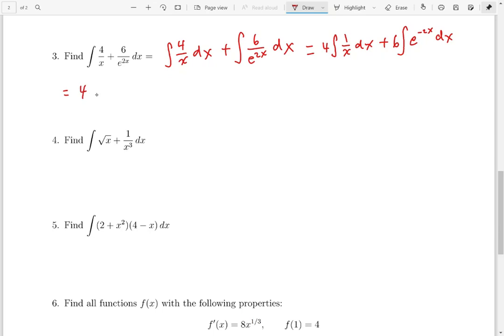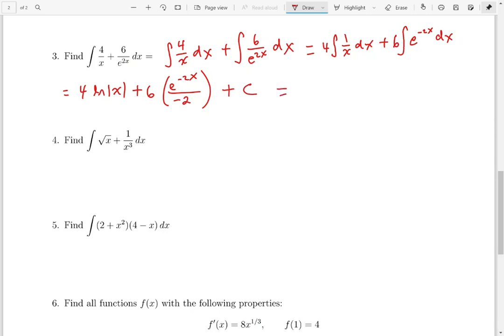Well, that's going to be the natural log of the absolute value of x. And I know technically you have to deal with a constant that occurs for that integral, but I'm just going to put them all in the end, because if you add a bunch of constants together, you're only going to get one constant. And so this is 4 times the natural log of x plus 6 times the antiderivative of e to the negative 2x. Well, that's going to be e to the negative 2x divided by k, where k is negative 2. And so then I'm going to throw in that constant in the very end.